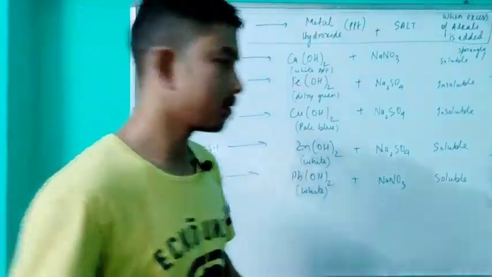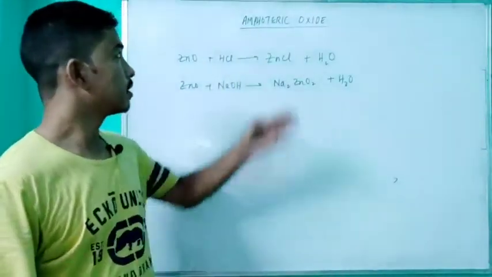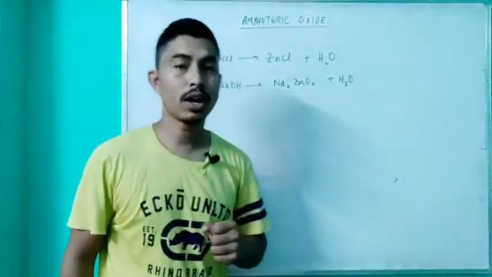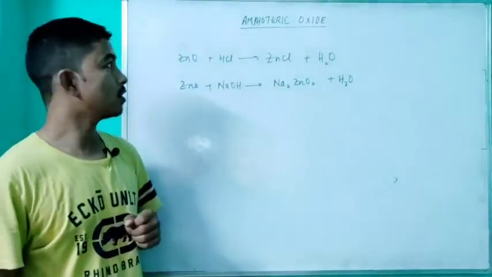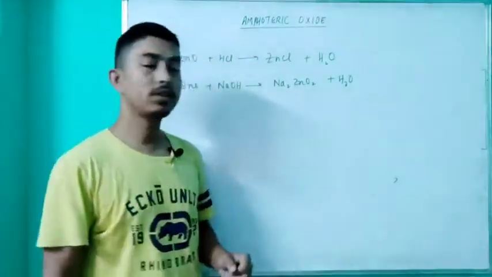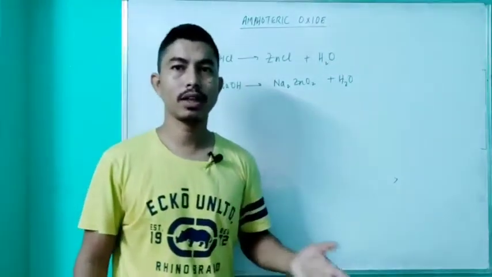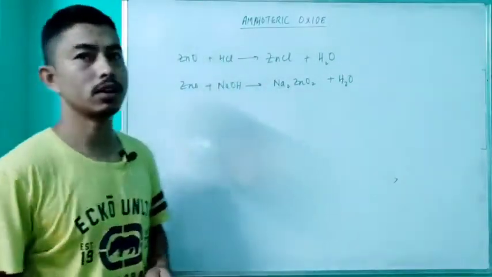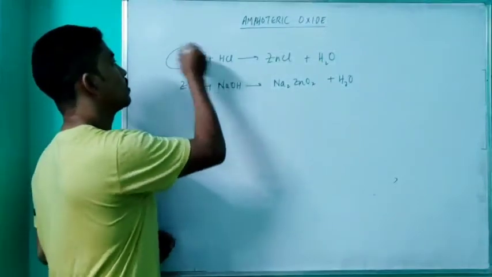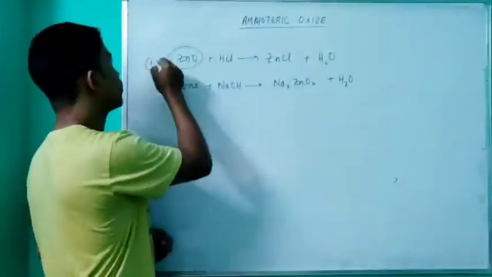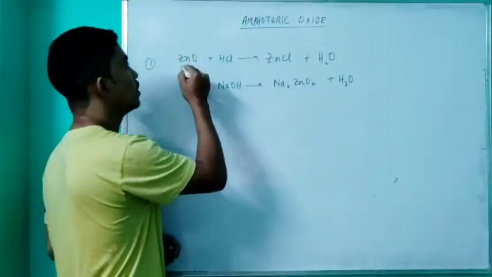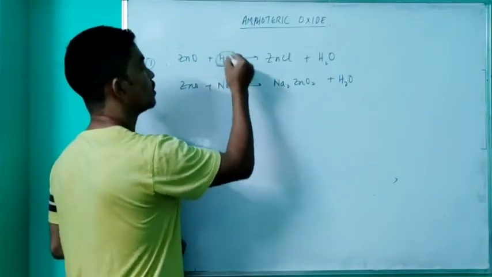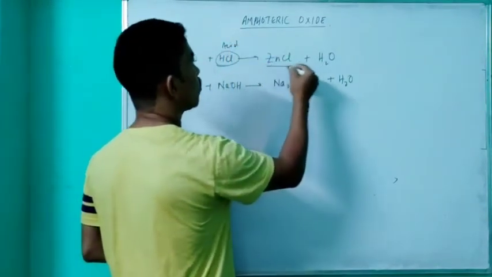Now the final topic in this chapter is the amphoteric oxide. What are amphoteric oxides? They are chemical compounds which react with both acid and base to form salt and water. An example of an amphoteric oxide is zinc oxide. In the first reaction, zinc oxide, when treated with an acid, gives a salt and water.